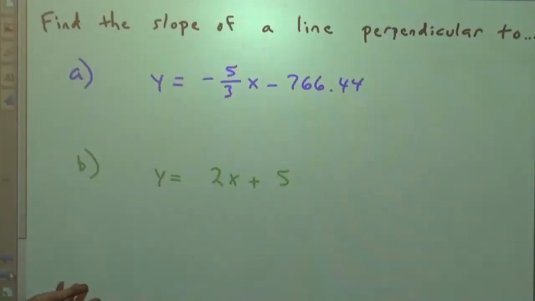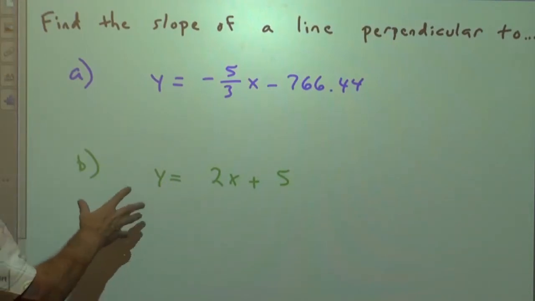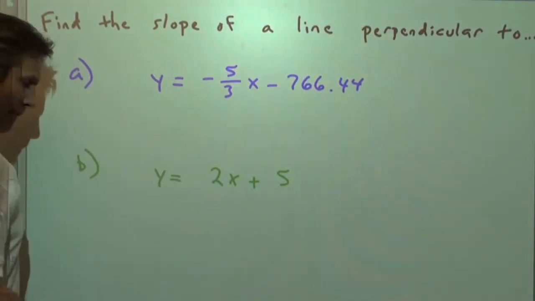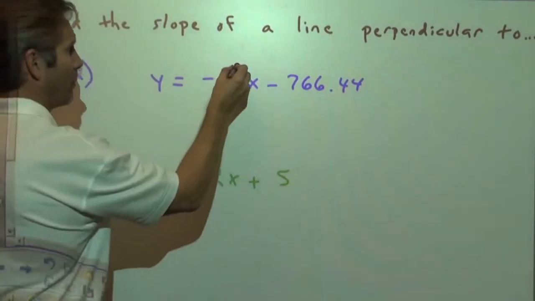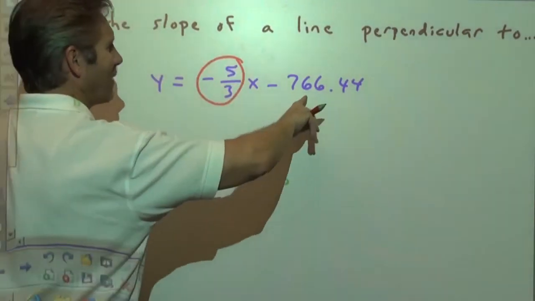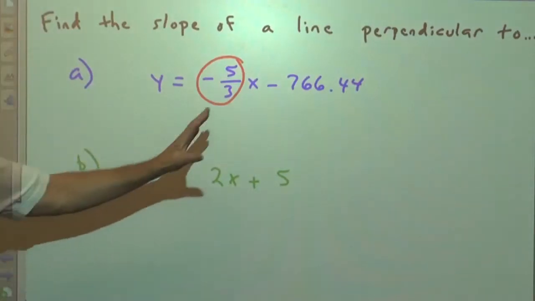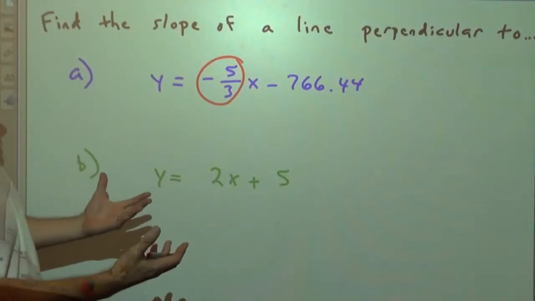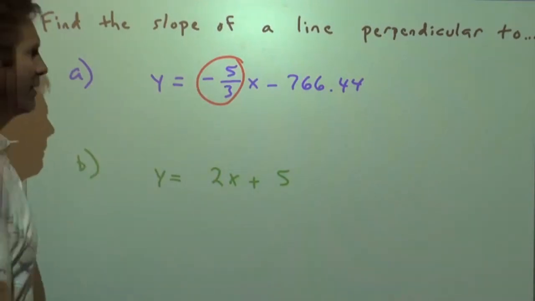So, if you wanted to find the slope of a line perpendicular to this one, what you do is you focus on the slope. Notice I put some ugly y-intercept over there. That's because that doesn't even matter. All you want to know is, what would the slope be for any line that was perpendicular to this one?